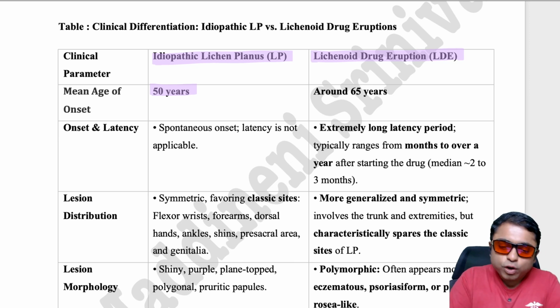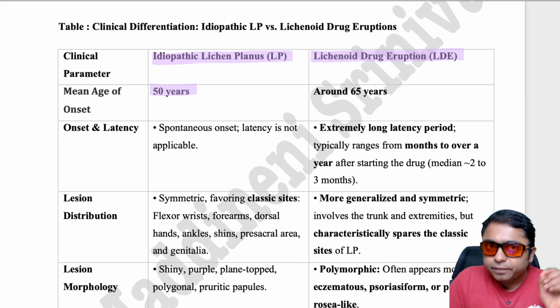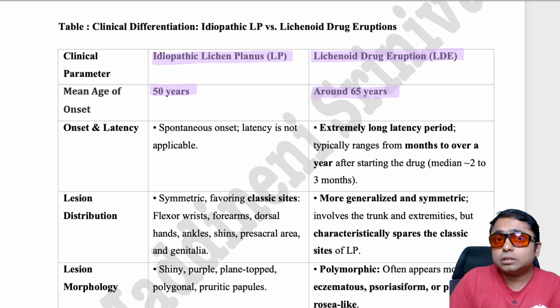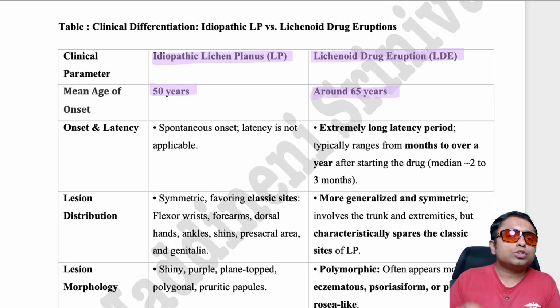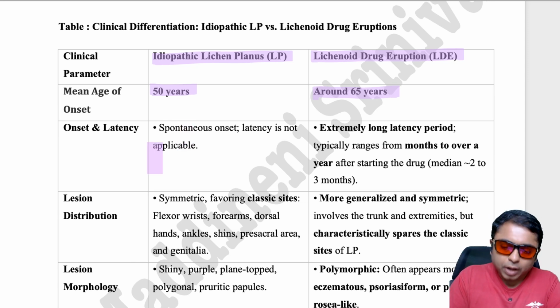So, the mean age of onset in idiopathic lichen planus is 50 years, whereas in drug eruptions, that is drug-induced lichen planus, it is around 65 years. Probably it is because elderly patients have polypharmacy, with multiple medications being used. They could be having hypertension. Because of the multiple drug usage, the likelihood of lichenoid drug eruptions is high in the higher age group. Also, the onset is spontaneous and not related to any medication.